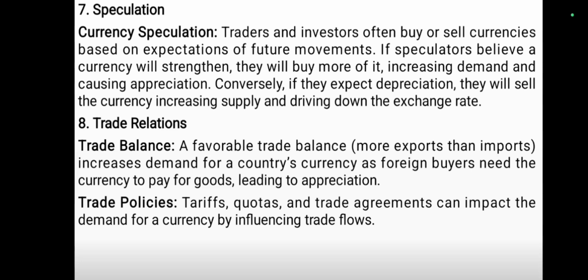Next, we have speculation. Currency speculation is where we speculate, forecast or estimate the future value based on future movements or expectations. If the speculators believe the currency will strengthen, they will buy more. Speculation is nothing but thinking that in the future this kind of possibility can happen. So if the possibility is an increase in the currency value, we'll have more investments in the currency speculation.